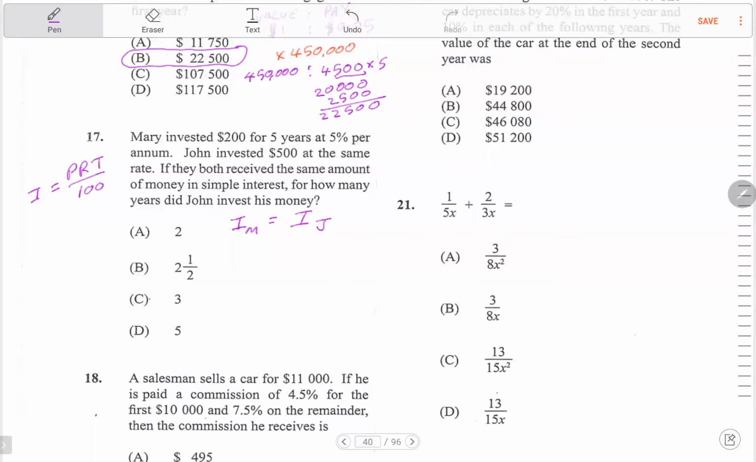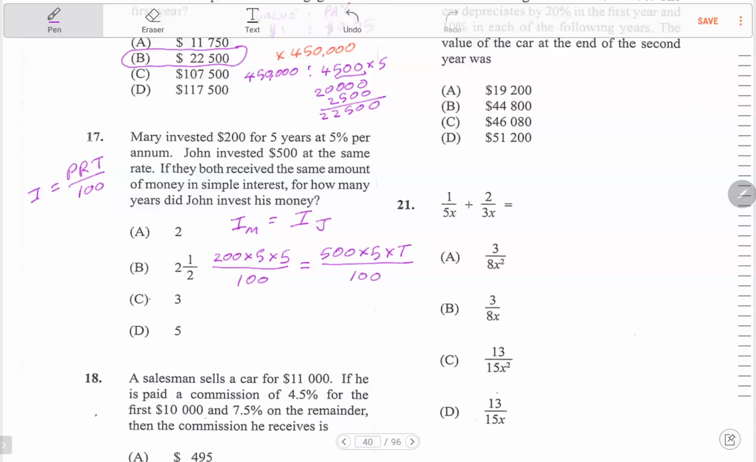So let's work with Mary first. Mary's principal is 200, times the rate is 5, times the time is 5, right? And I divide that by 100. So that is the interest by Mary, and it is equal to the interest by John. Now John invested $500, so it's 500, same rate of 5%, but we don't know the time. Trying to find the time, divided by 100.